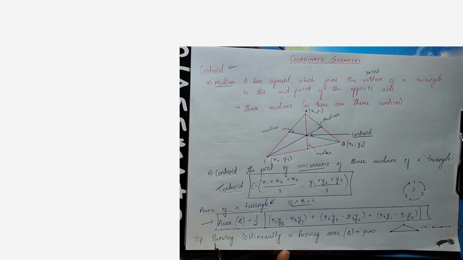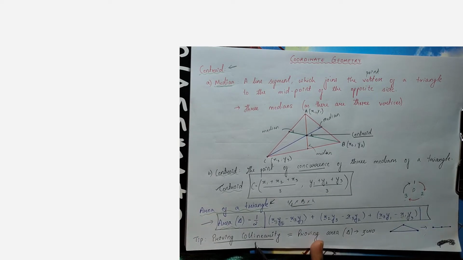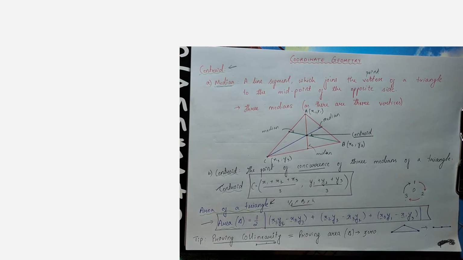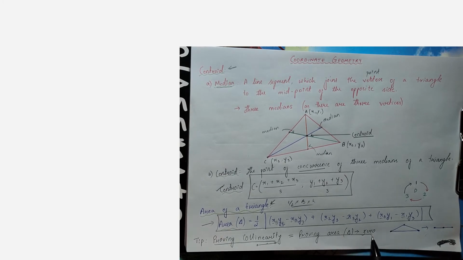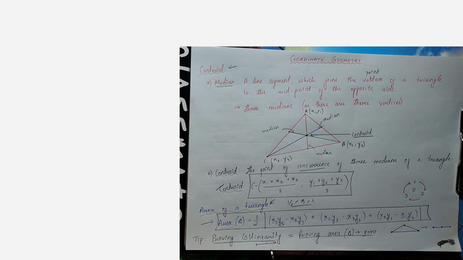We can also use this formula in proving collinearity. So if you remember collinearity, it means 3 points lying in the same line. We prove it by showing that the area of the triangle formed with these 3 points is 0.